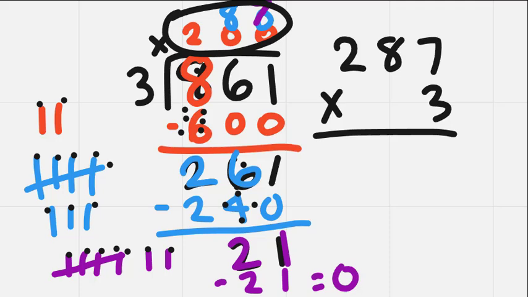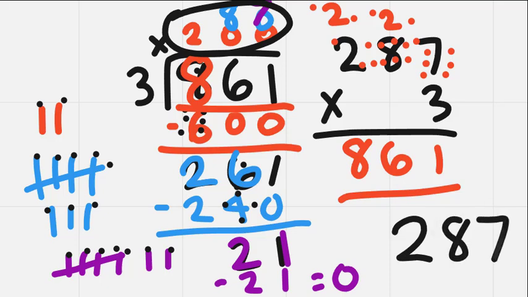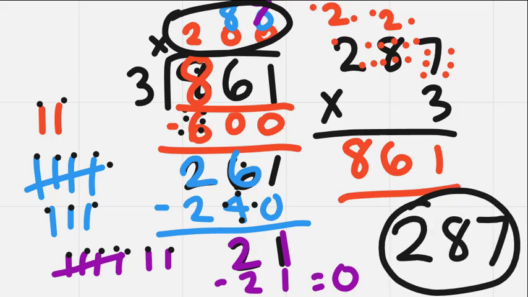Let's count. 3 times 7, 3, 6, 9, 12, 15, 18, 21. 1 goes below, carry the 2. 3 times 8, 3, 6, 9, 12, 15, 18, 21, 24. Then add 25, 26. Put the 6 below and carry the 2. 3 times 2, 3, 6. Then we add 7, 8. 861 matches 861. What that means is our answer of 287 is correct. 861 divided by 3 is 287. Well done. Be sure to check your work.